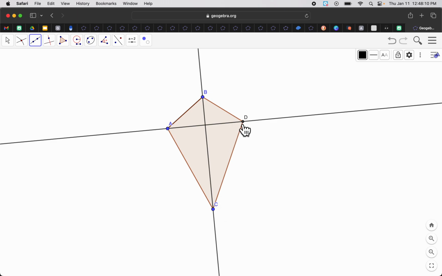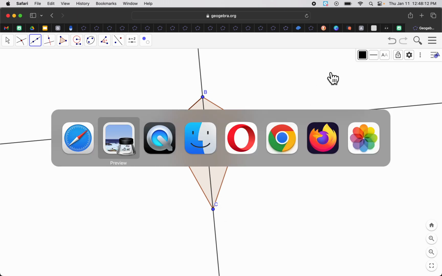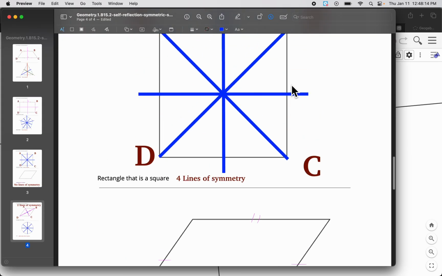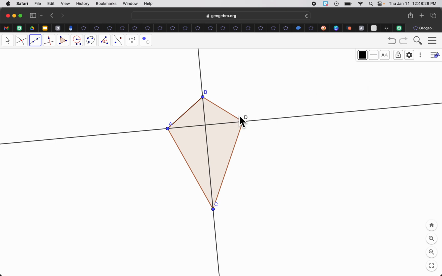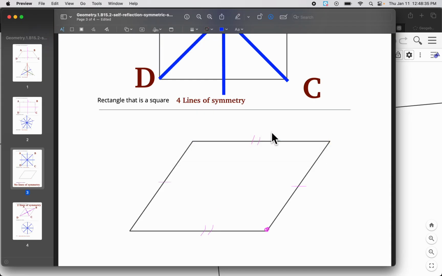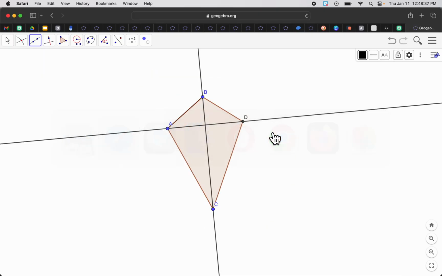So not like a parallelogram, if we bounce back over here, this side and this side are the same length, and this side and this side are the same length, but notice they're across from each other. If we look at a kite, the sides that are the same length are the ones that are next to each other. So anyway, let's go back to our question.